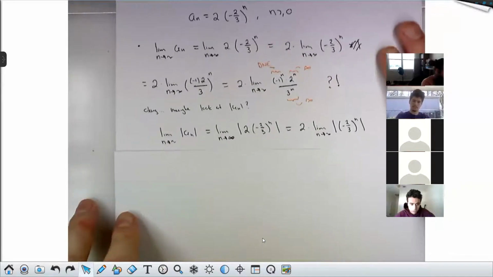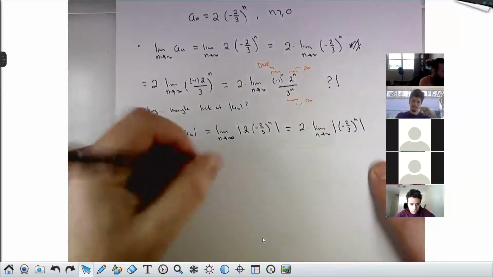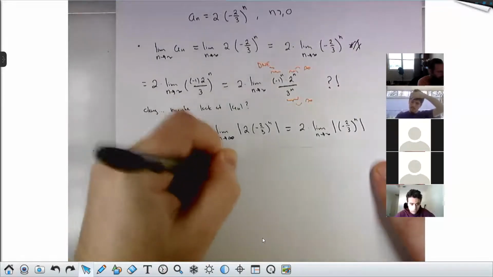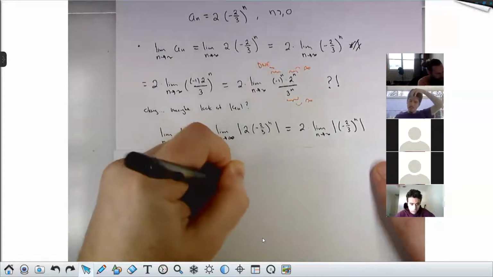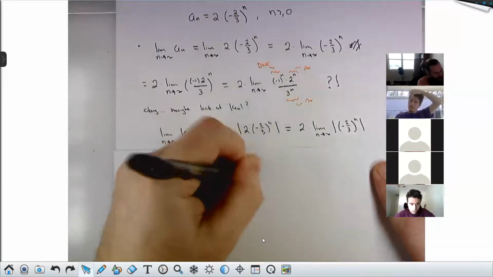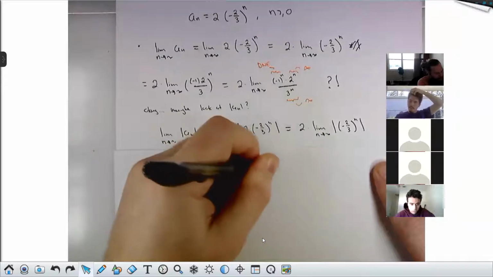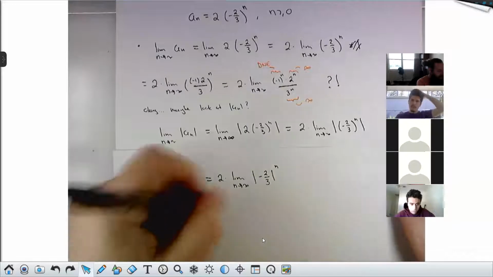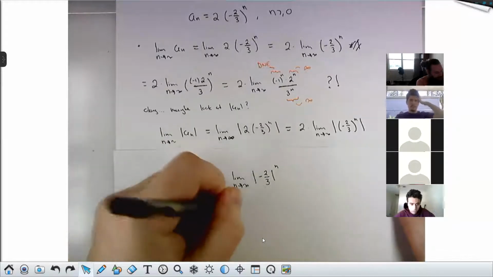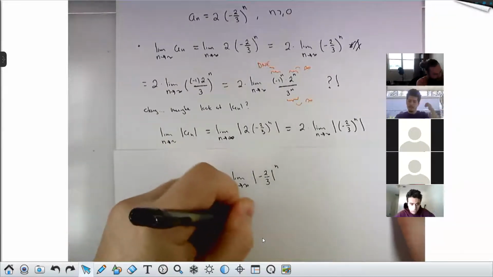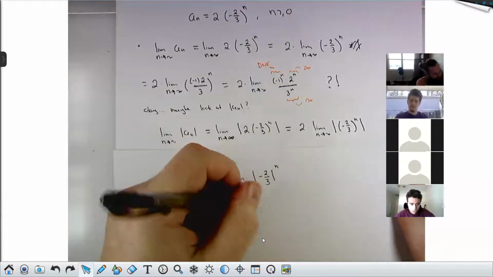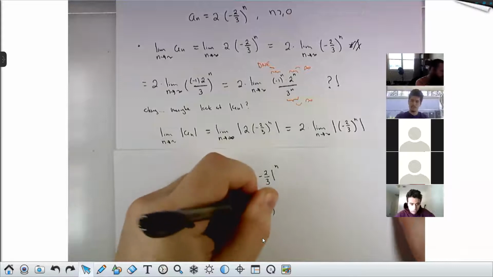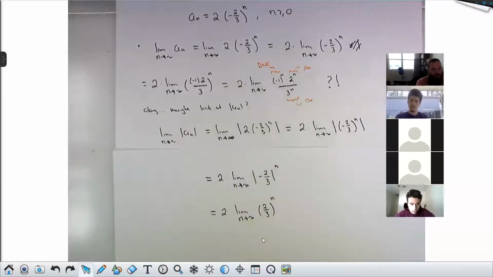And don't worry, you won't have to do this every time you mess around with a geometric sequence. This will become 2 times the limit as n goes to infinity of the absolute value of negative 2/3 to the n, like this. And the absolute value of negative 2/3 is positive 2/3. So this is just 2/3 to the n.